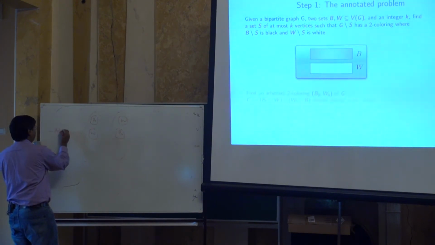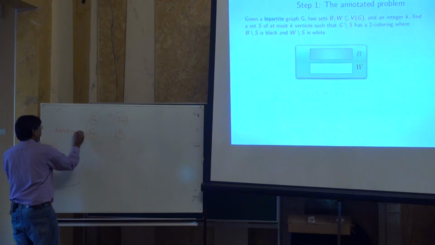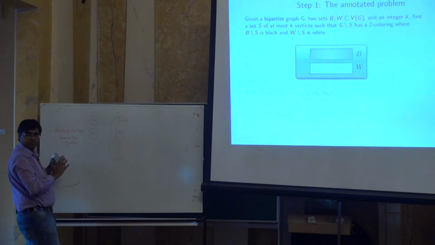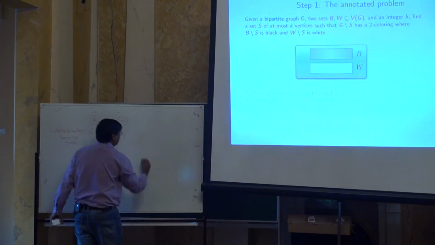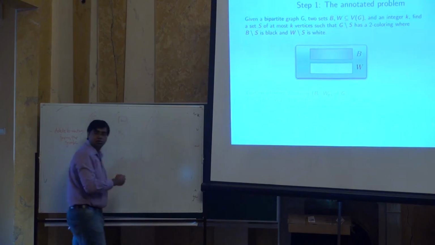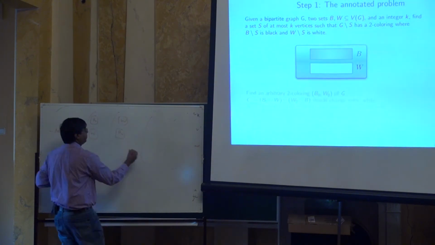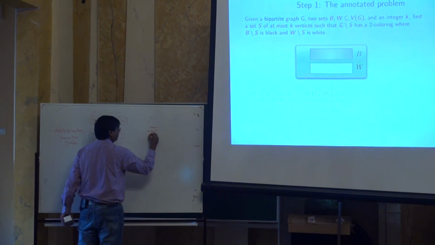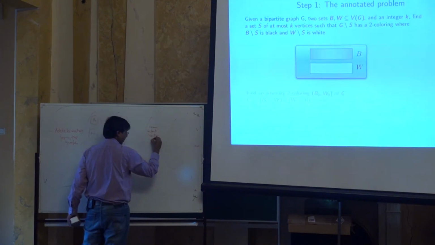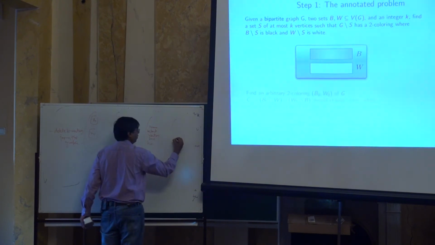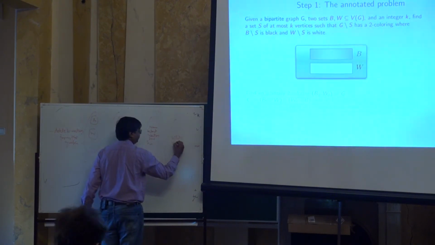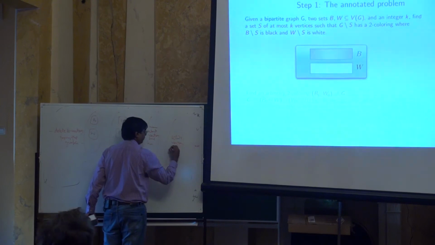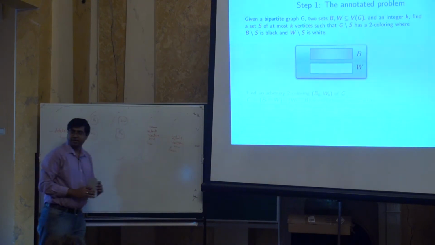Delete k vertices from the graph. And what do I want to achieve? Some set S, so that you have another two-coloring where the remaining black vertices are here, and similarly the white vertices are here. So do you understand the problem?